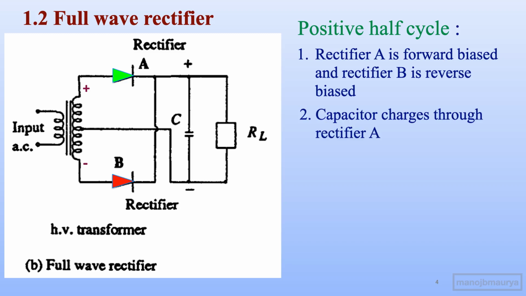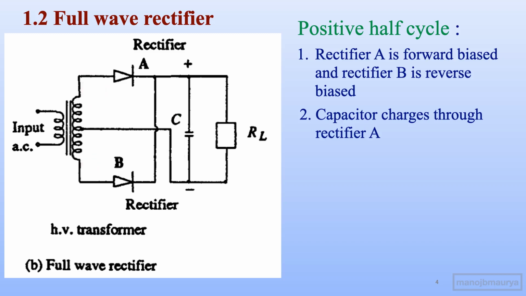The capacitor connected across the load charges through rectifier A as shown in the diagram. So this way, during positive half cycle, the capacitor charges and output voltage is available across the load corresponding to the upper section of the transformer secondary.